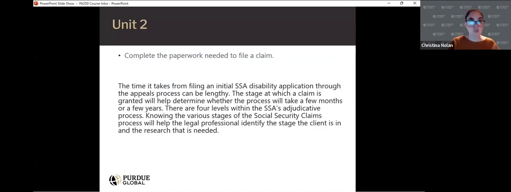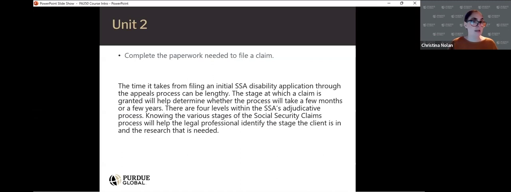Unit 2, short and simple. We're going to complete the paperwork needed to file a claim. You're going to look at the process of filing the claim, and all the forms that are involved. Again, this is an area that might be a little technical. However, the good thing is that it is also very routine in this area of law. So once you've done it a few times, you will become more comfortable with it.